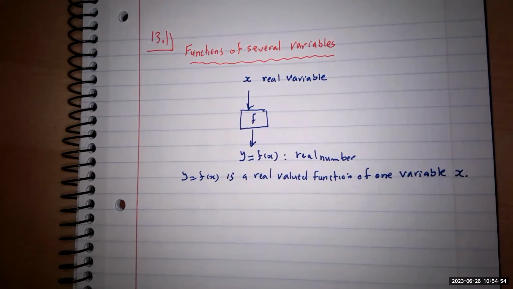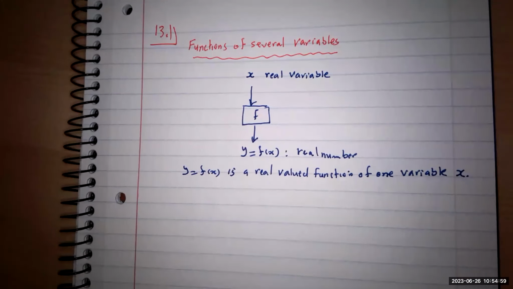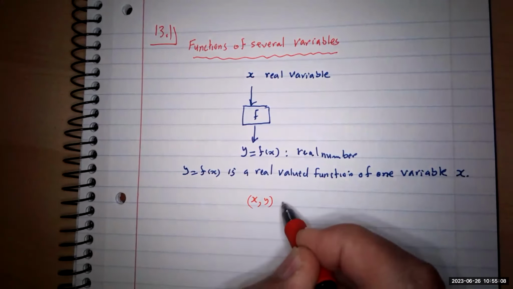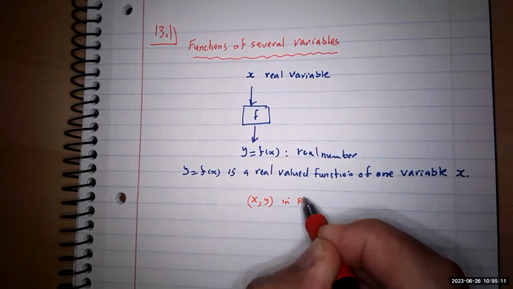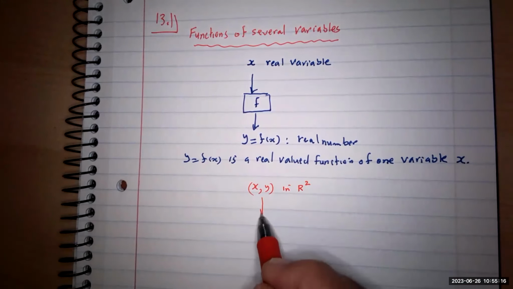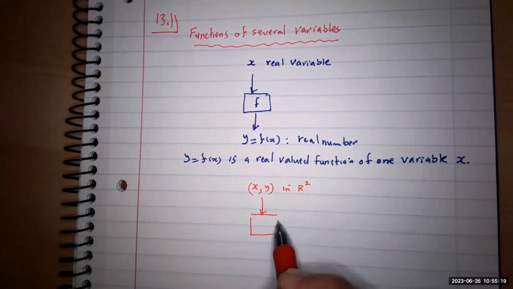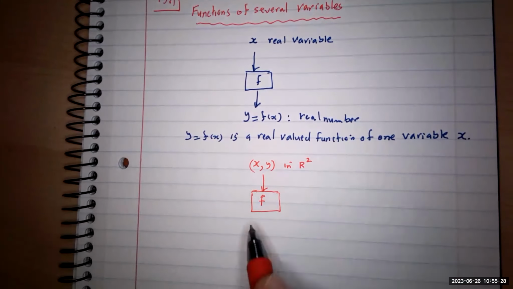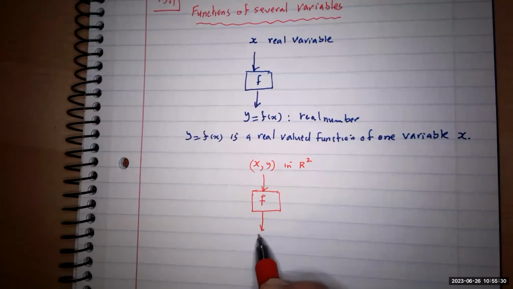The extension is going to be, instead of x being a real variable, we go to two dimensions. When you are in two dimensions, you have points or ordered pairs, x and y. So we pick this one in, for example, R2. We are going to be in R2 or R3 at most. Then we drop this into a machine F, which can be a formula, a chart, an equation, etc. That machine operates on that ordered pair, and the result is f of x comma y.